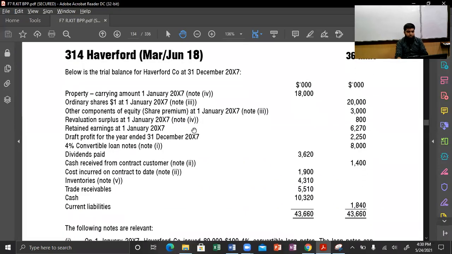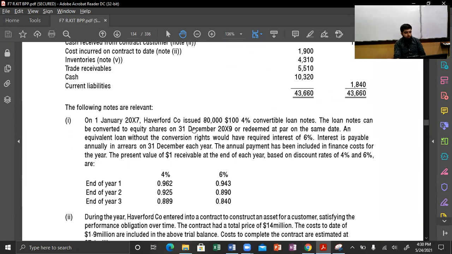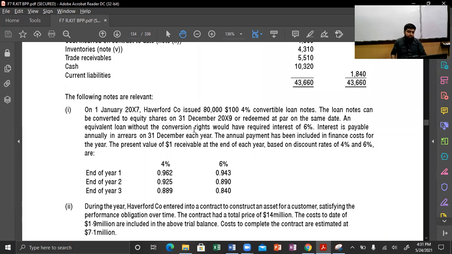Let's read out the adjustment number one. What is the adjustment? The following notes are available or relevant. On 1st January 2007, Harvard Ford Company issued $80,000 4% convertible loan notes. Hold on. Let's recall from which standard that the adjustment is given, and that is definitely from IFRS 9 convertible bonds. Okay. 80,000 convertible loan notes were issued. $100 the par value, 4% is the coupon rate.